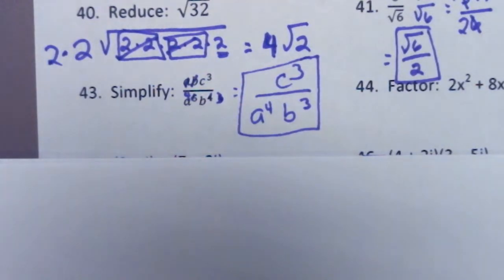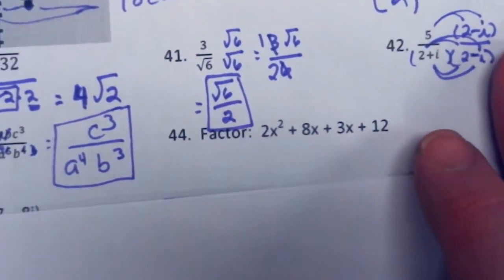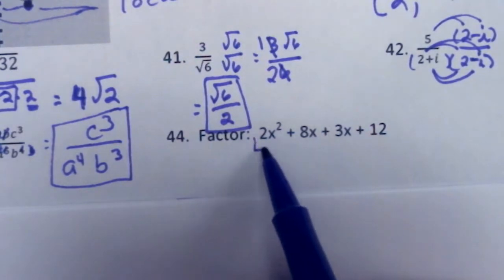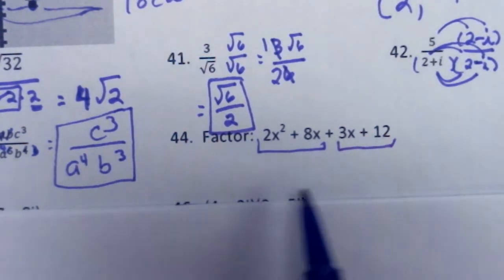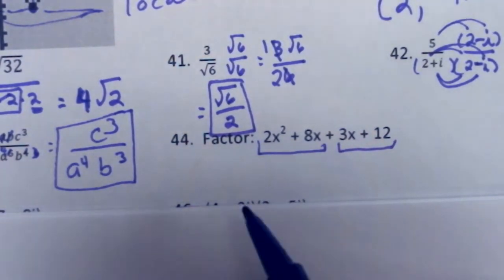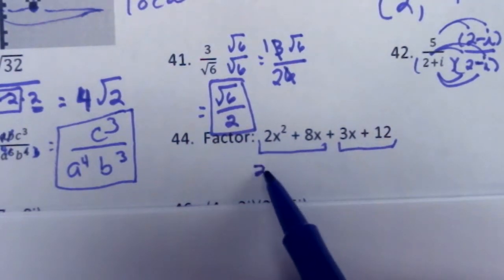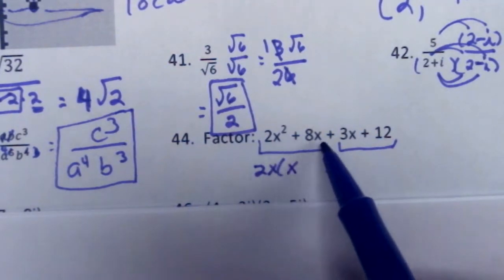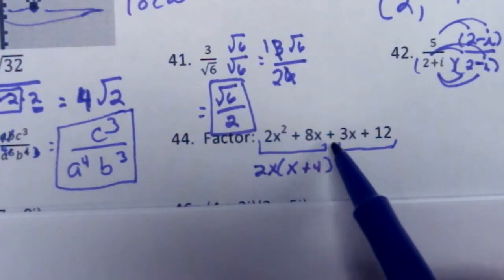Number 44. I like this problem. Look at that. It's got 4 terms, so you check. It's set up perfectly for factoring by grouping. Now, just because it has 4 terms doesn't mean it'll work, but it's worth a shot each time. 2x squared plus 8x. I can take 2x out of each of these. 2x squared divided by 2x is x. 8x divided by 2x is 4. Okay, then bring down the plus.